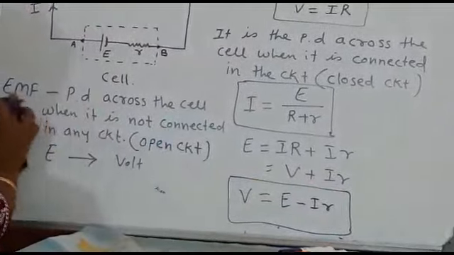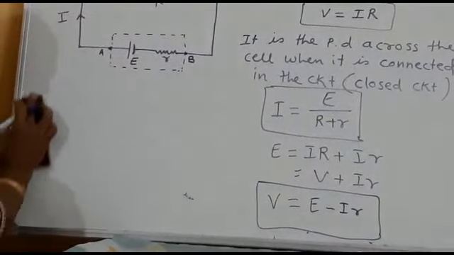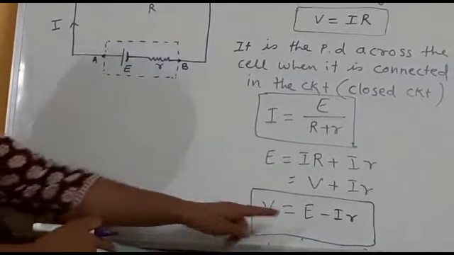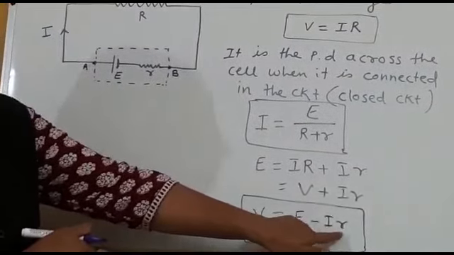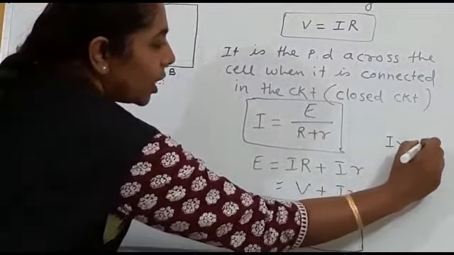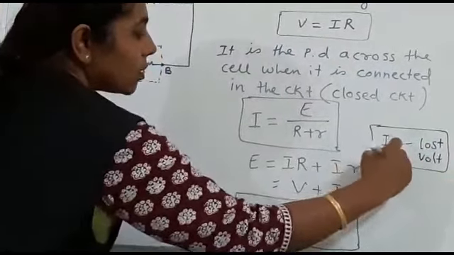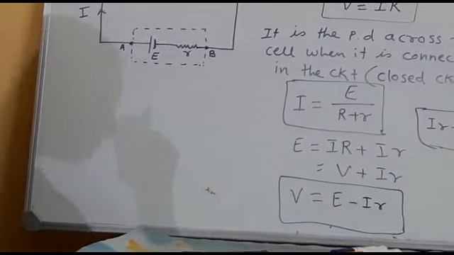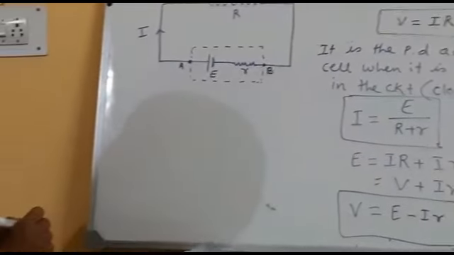So from this relation you can understand that terminal voltage is always less than the EMF of the cell by the Ir value. So this Ir is also called the lost volt. Ir is called the lost volt. So V is equal to E minus Ir. Now this equation is very important for us. Now some graphs related to this equation we will discuss.